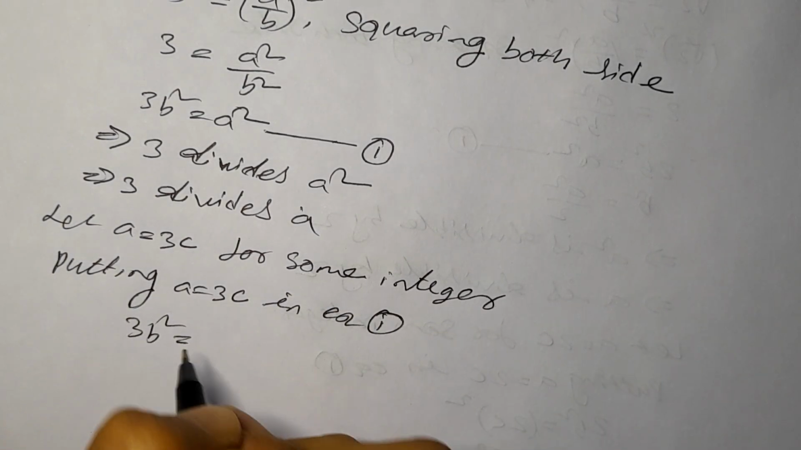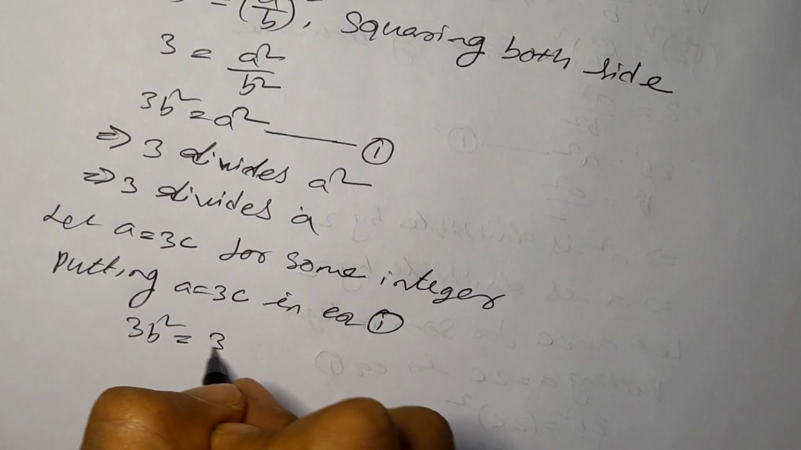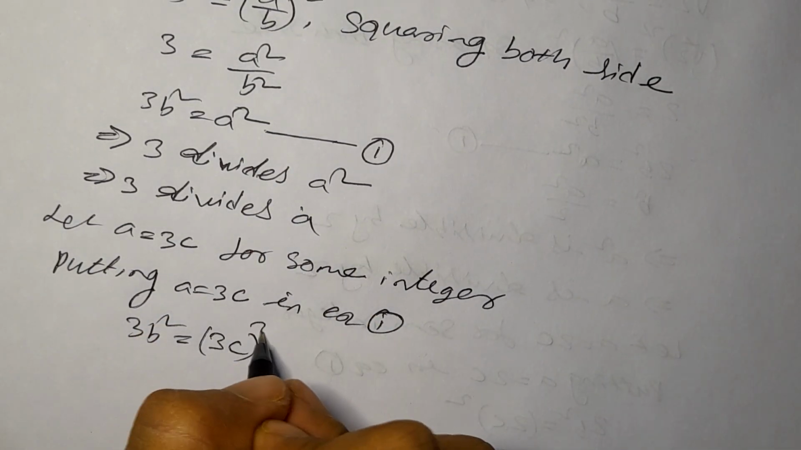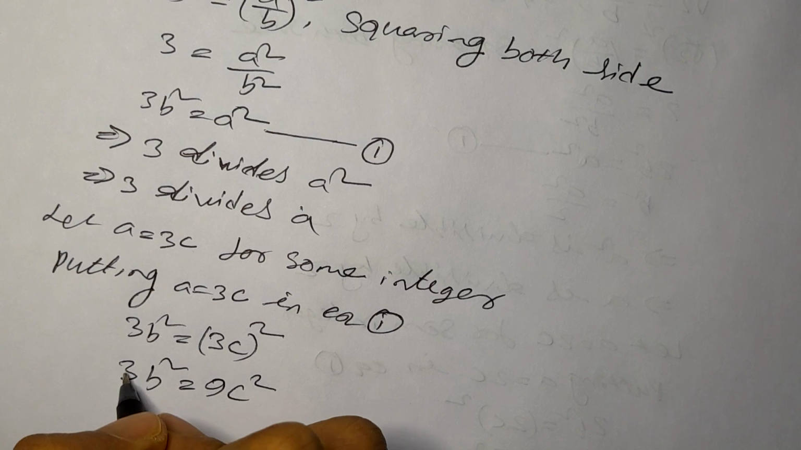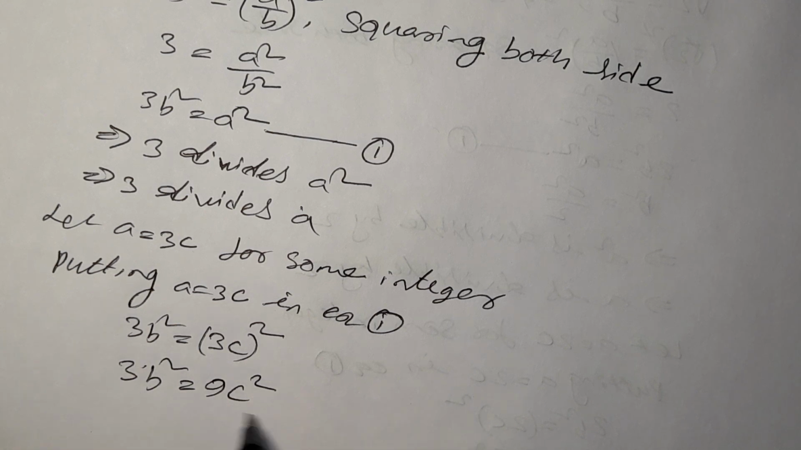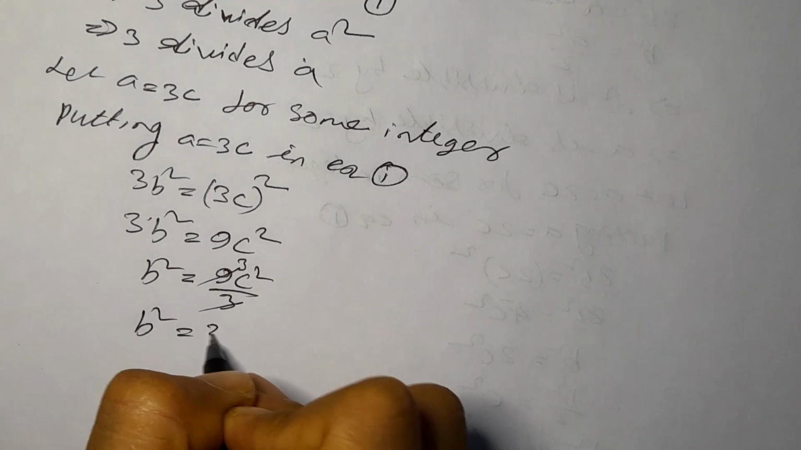3B square equal to, instead of A, here is the A square, instead of A, now we are going to put 3C whole square. Whenever there are two terms, give the bracket. So it will be 3B square equal to 3 3 is 9, C square. 3 and 9 and 3 can cancel. If you want, you can take the 3 that side. It will be B square equal to 9C square by 3. So it will be 3 3 is 9. Now B square is equal to 3C square.